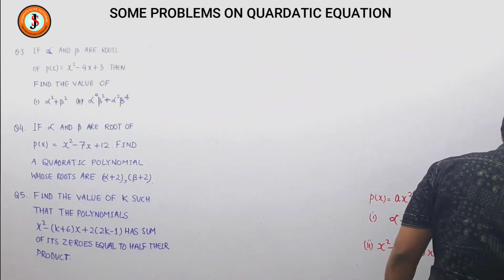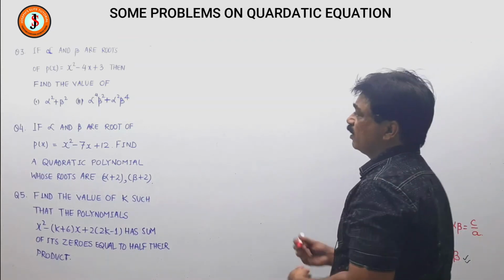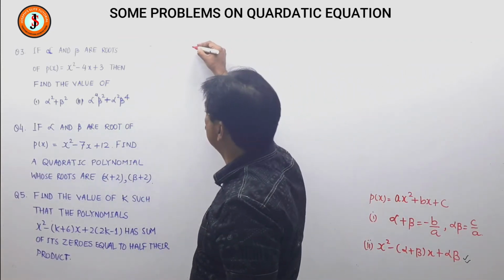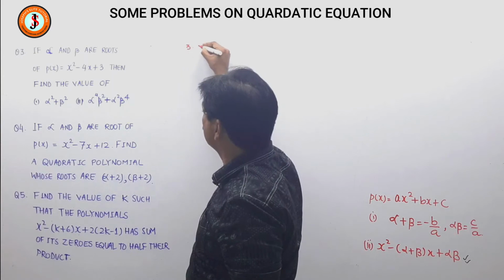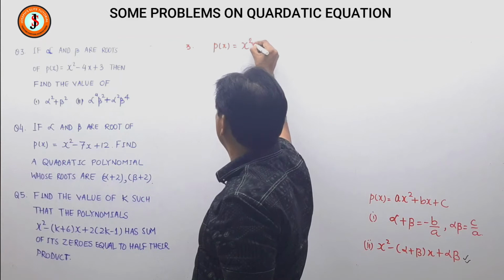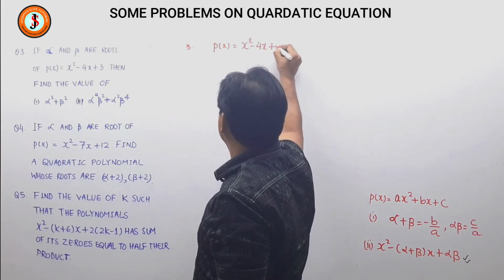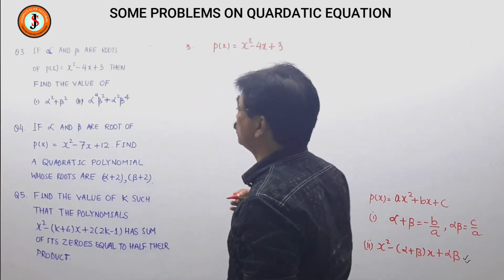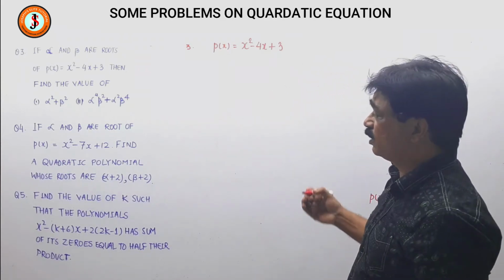So, now let us see. Now, I am going here. If alpha and beta are the roots of the polynomial, so question number 3, first I will see the polynomial p(x) is equal to x square minus 4x plus 3. So, alpha and beta are the roots and you have to find the value of alpha square plus beta square.